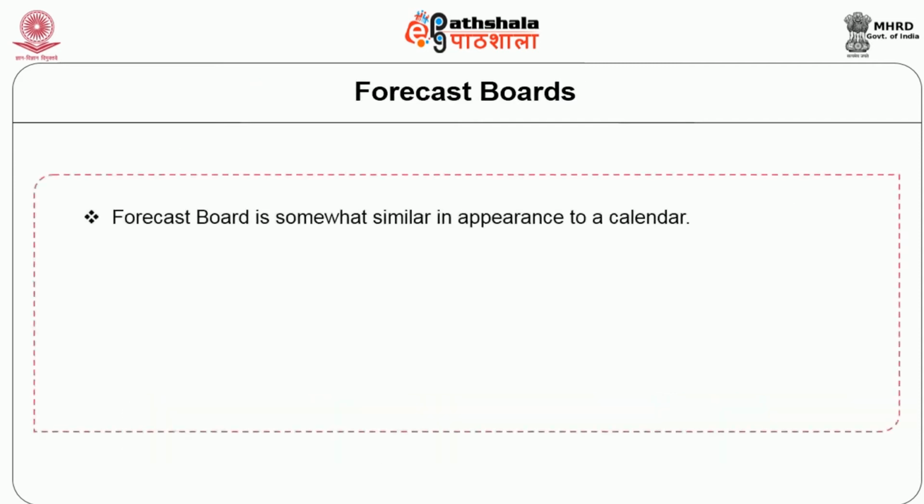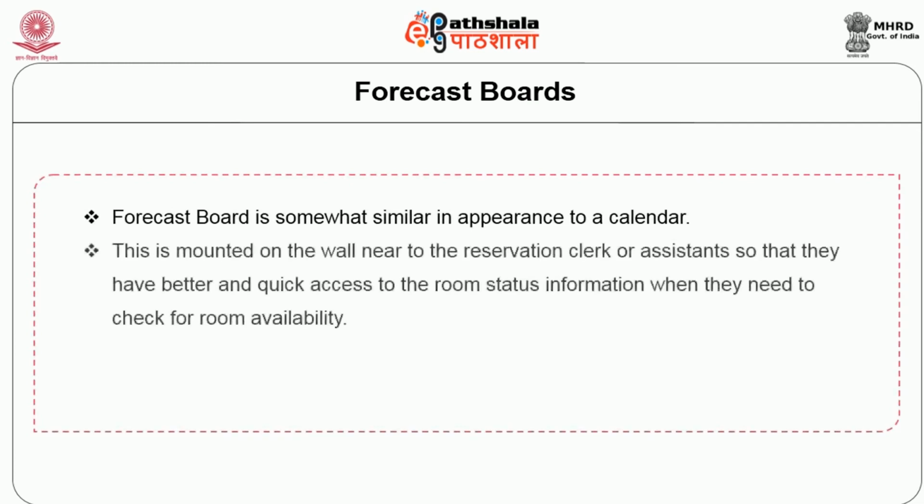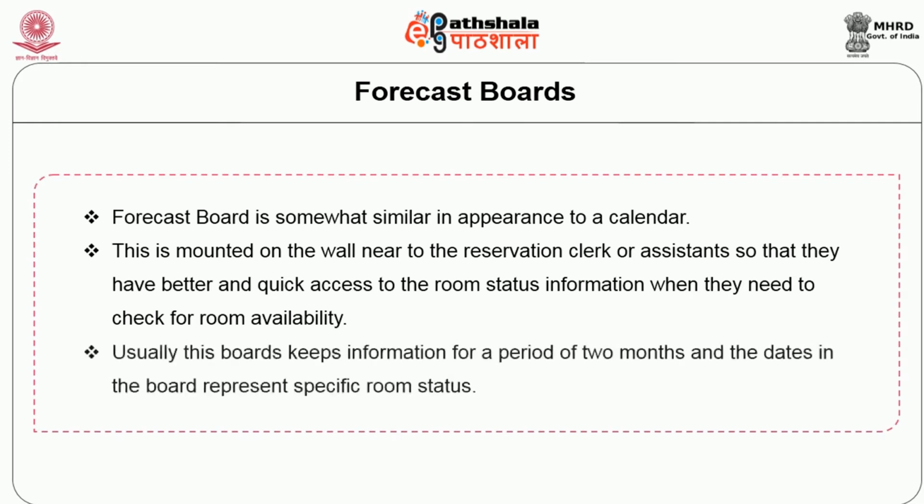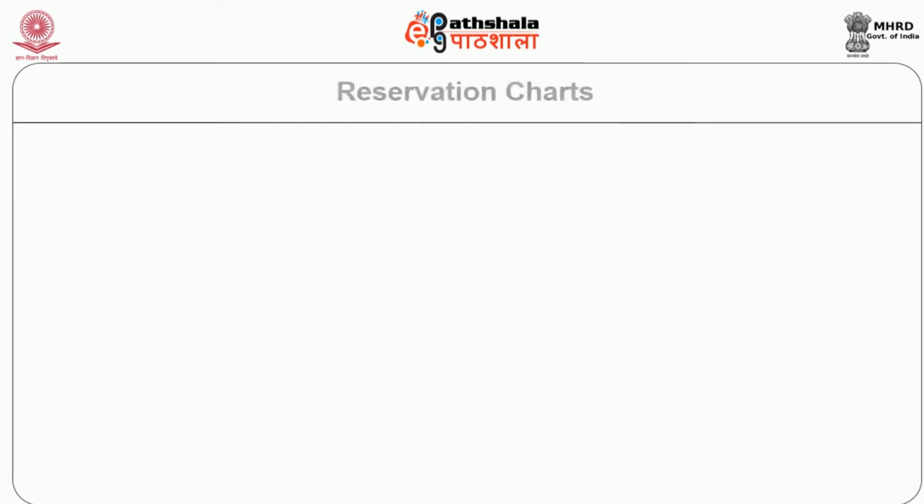So now we'll see what a forecast board is. A forecast board is somewhat similar in appearance to a calendar. It is mounted on the wall near the reservation clerk or staff, so that they have better and quick access to the room status information when they need to check room availability. Usually, these boards keep information for a period of 2 months, and the dates on the board represent specific room status, whether available or not.